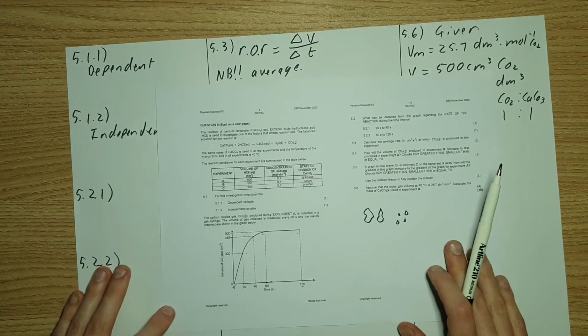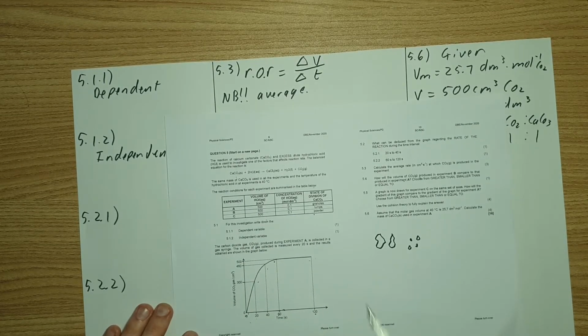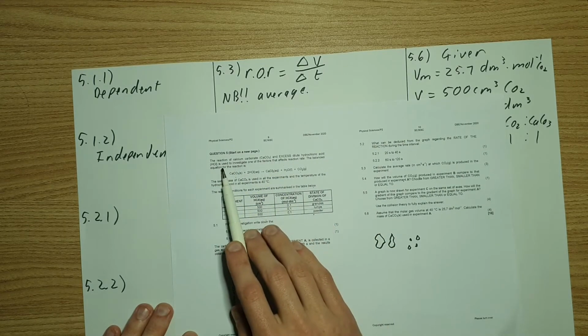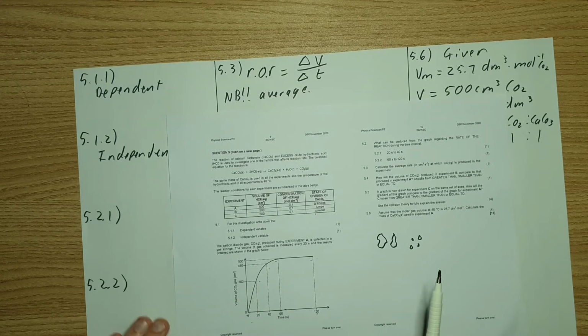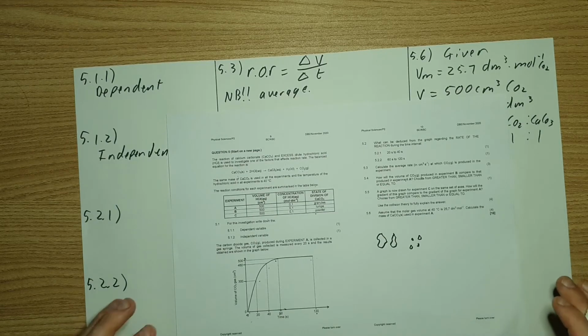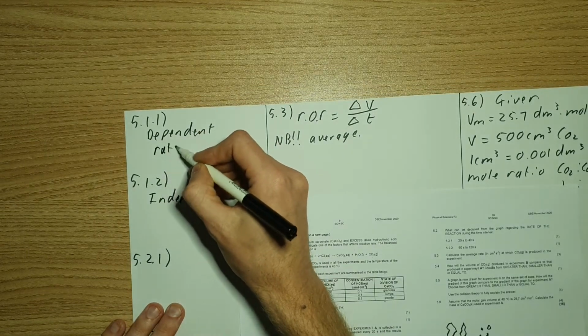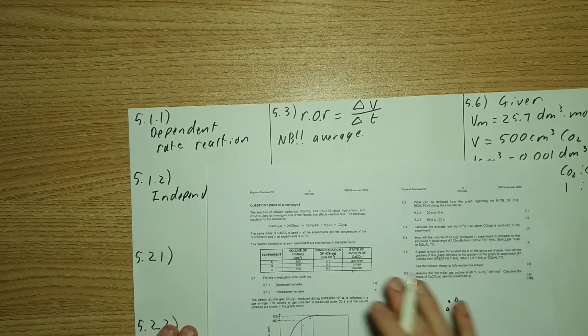Okay, so question 5.1.1 says, for the investigation, write down the dependent variable. Reading up top, the clue is that it says HCl is used to investigate one of the factors that affects the rate of reaction. So what's being affected is my rate of reaction. It's the dependent variable because it depends on how the reaction takes place, or what happens in the reaction. So my dependent variable is going to be the rate of reaction, or reaction rate, whichever way you want to put it.